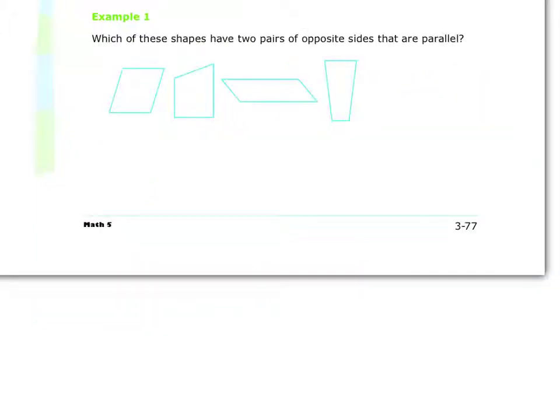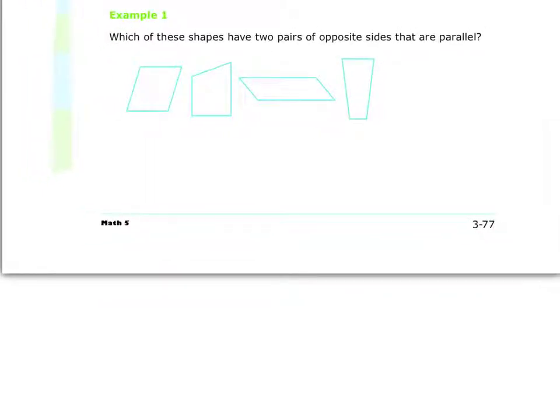Now you get to do some practice. Which of these shapes have 2 pairs of opposite sides that are parallel? Take a look. Work with your elbow partners. Write it on your paper. Which of these shapes have opposite parallel sides? They don't have to be equal. We'll label the shapes A, B, C, and D to assist you with describing each shape. Go ahead and press pause and do that now.